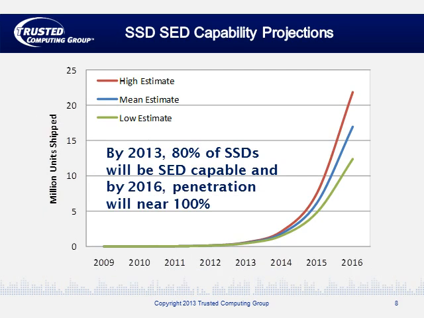Now, in both the hard disk drive and the solid-state drive self-encrypted drive projections, you can see that for the capability projections, we have a high, median, and low estimate based upon projections of penetration and unit growth made at the time the report was done.